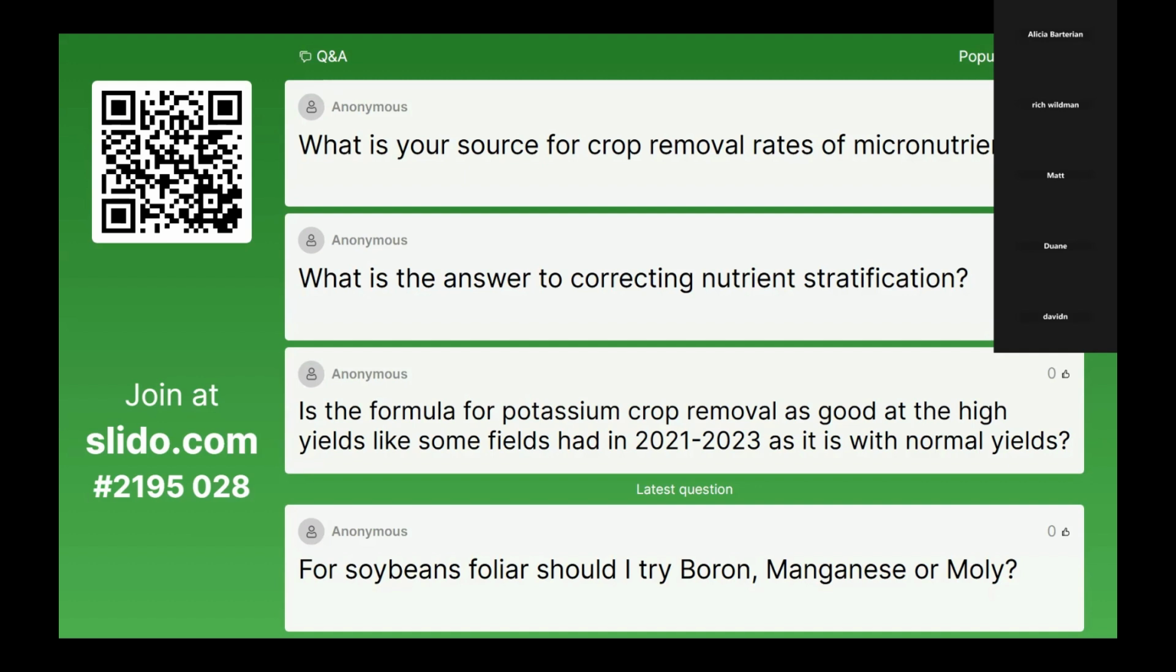First question is, what is your source of crop removal rates of micronutrients? Trying to remember which table we looked at. I put it together a while back. It's either Crop Protection Network or it's Lowest Years. Probably produced. That's where we kind of pulled that out. I put it together a while ago.